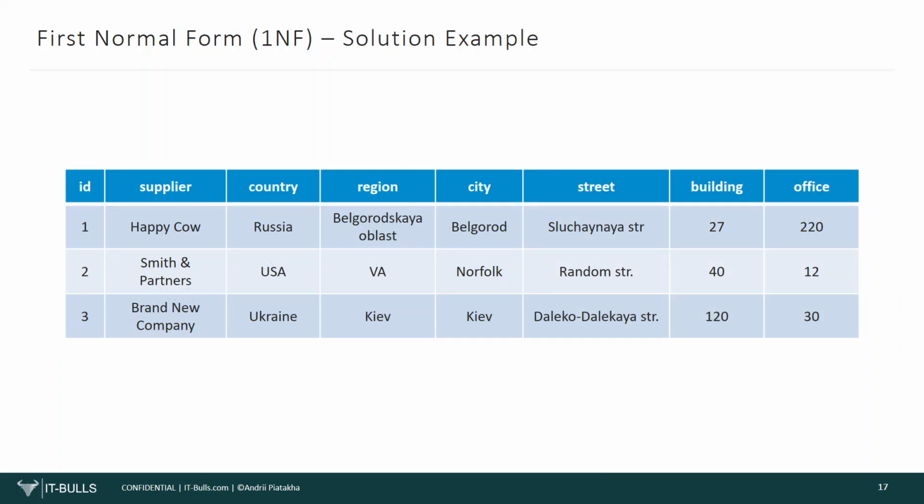To make this table meet the requirements of the first normal form, we need to introduce new columns in the table. Let's have separate columns for country, city, street, building, and office number. In this case, even when we need to extract suppliers from a specific city, we can do this easily by using the city attribute as a search parameter. Now we can say that our table meets the requirements of the first normal form.